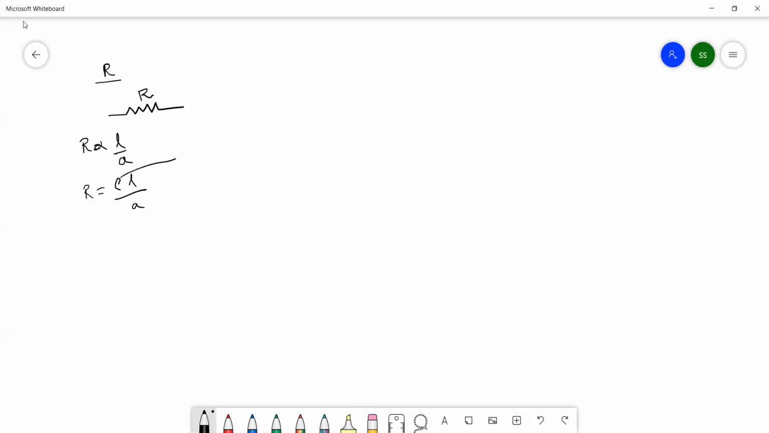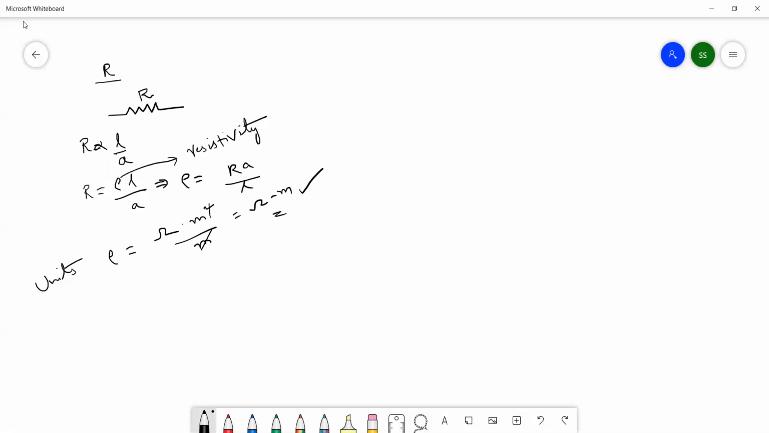So what is meant by rho? Resistivity of the conductor. Good. So what are the units for rho? See, what is the unit for R? Ohms. Shall we write rho equal to R A by L? Resistance in ohms. What are the units for area of cross section? Meter square, and units for length, meter. So your units for resistivity is ohm meter.